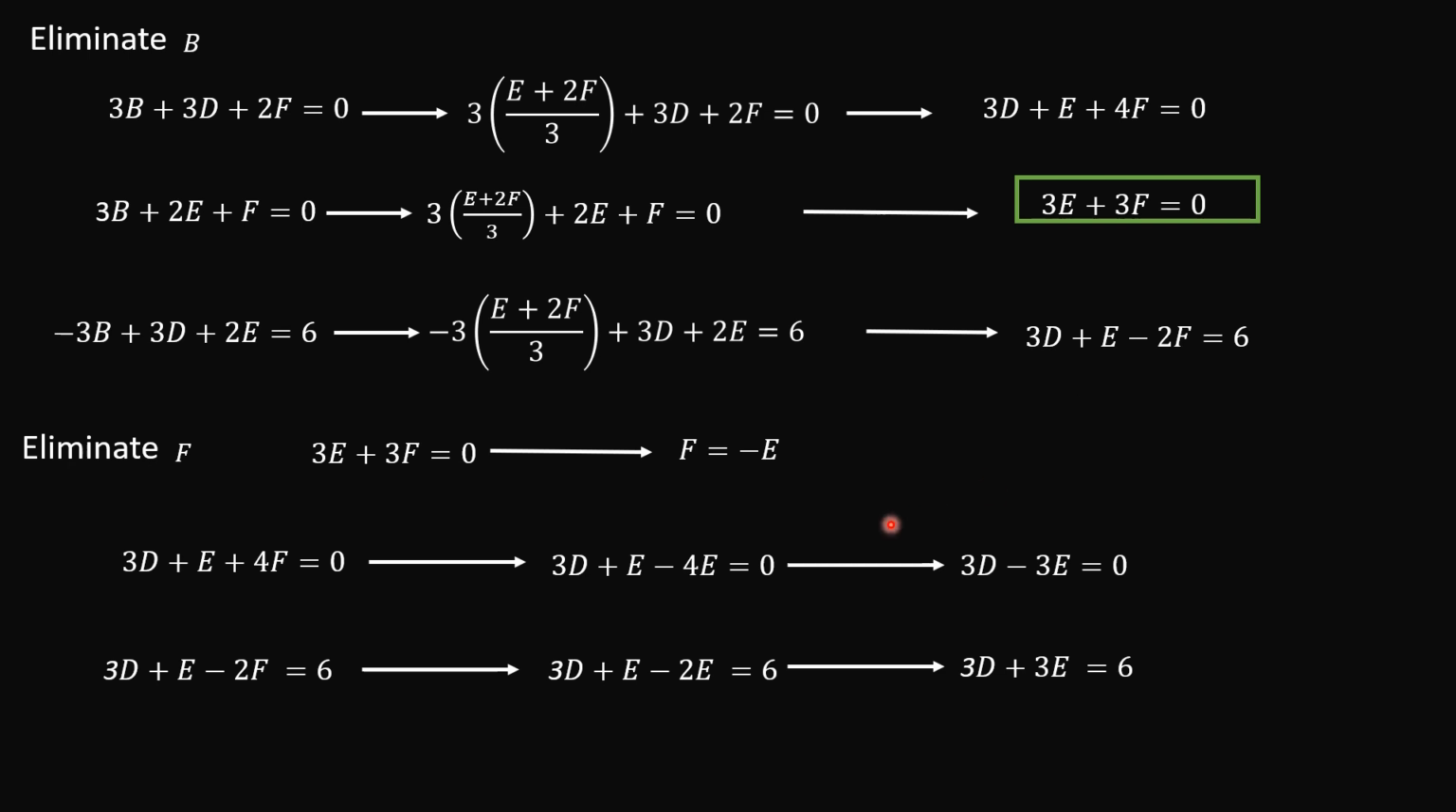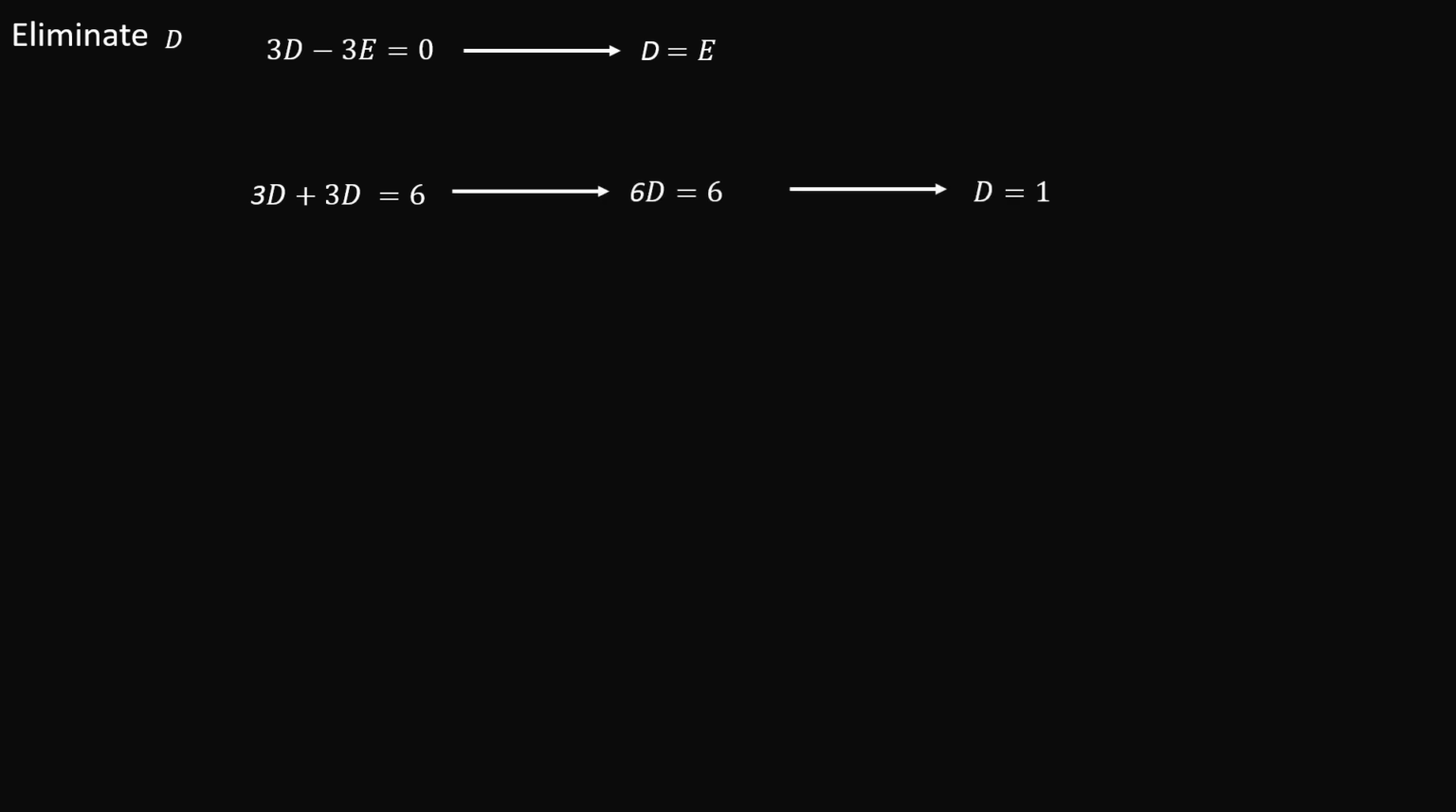So we could eliminate d, and by doing so, since 3d - 3e = 0, d = e, and substituting that into the second equation there, we get 3d + 3d = 6, and so 6d = 6. So d = 1, and since d = e, then e = 1. As we knew, f = -e, so f = -1.